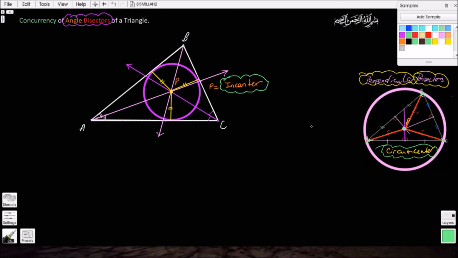The perpendicular bisectors give you the circumcenter. The angle bisectors give you the incenter.